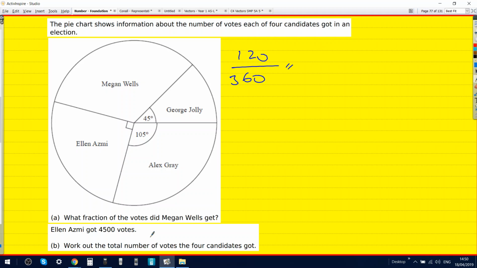I think you have to divide, so it's 360. With pie chart questions, then you have to know the multiplier or something. And then, well, what fraction of the votes did Ellen get?